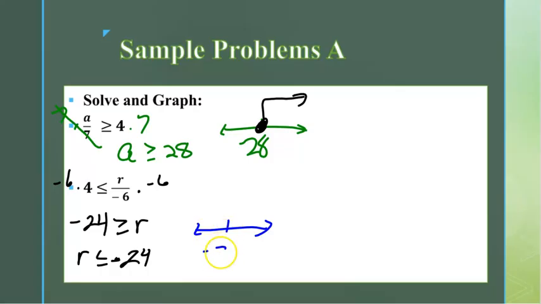We have negative 24 here. It can equal negative 24, so it's a filled-in circle, has to be less than, so it goes to the left. And if I want to just verify it, I need a number less than negative 24. I want to choose one that's divisible by negative 6, so I'm going to choose negative 30. Negative 30 divided by negative 6 is 5. 5 is greater than 4. So I know that my graph and inequality is correct.